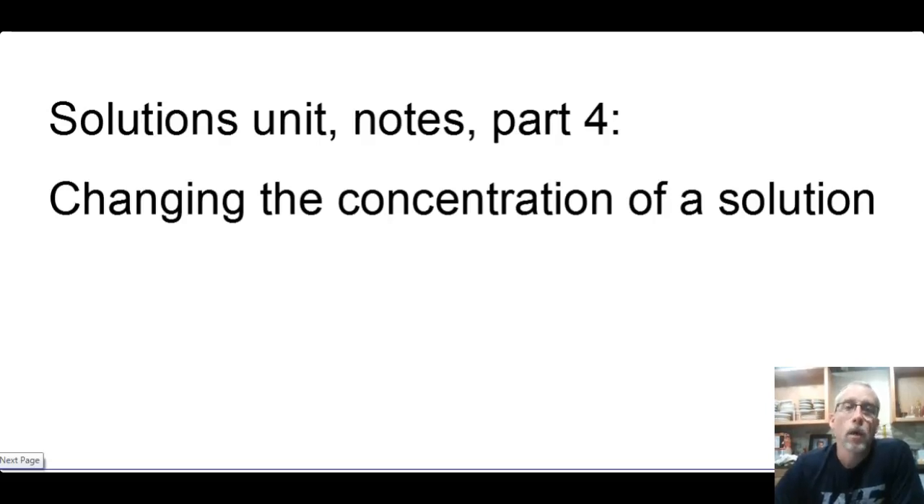Well, welcome back. We learned in the last part of our notes the difference between a concentrated solution and a dilute solution, and ways we have of actually measuring that. So we use, for example, the percent by mass or the percent by volume. Those are the most typical ways to do that. So now I want to show you some ways that scientists actually work with solutions to change their concentration.